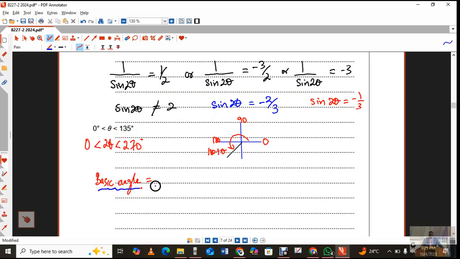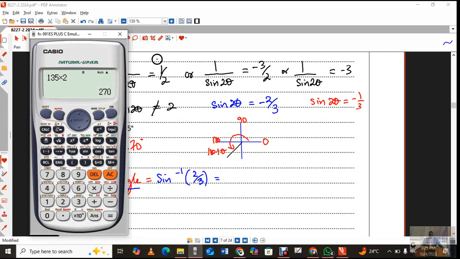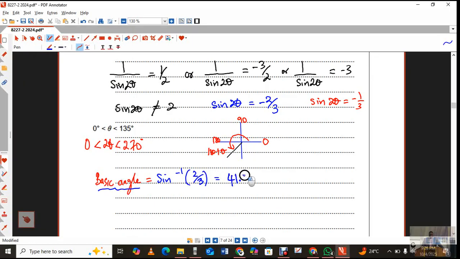The basic angle of the blue one will be inverse sine of 2 over 3. When you find the basic angle, the acute angle, you are not going to put the negative sign there. This is calculated in degrees mode. Inverse sine of 2 over 3. What is that angle? It's 41.81. So I'm just going to write 41.8 degrees.